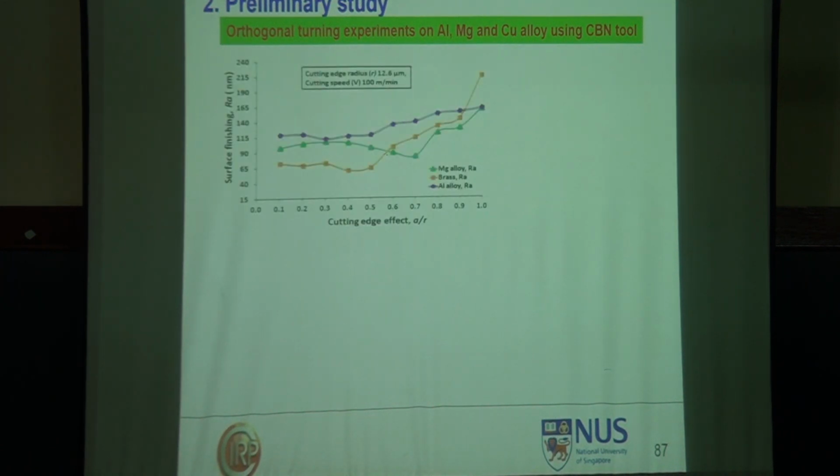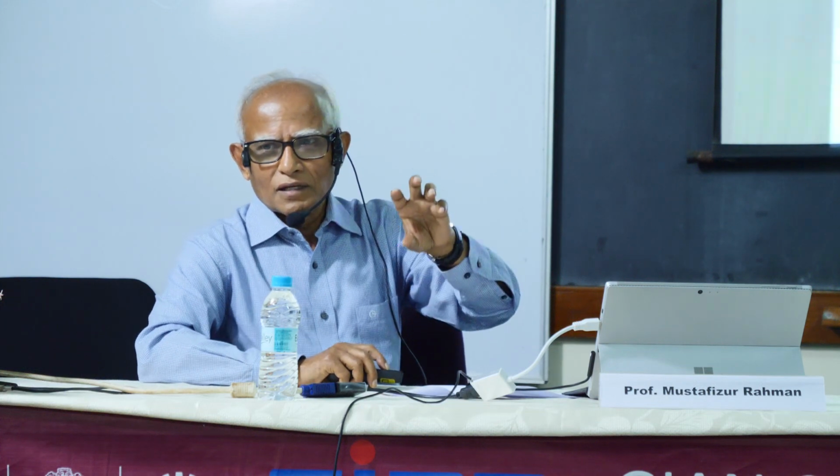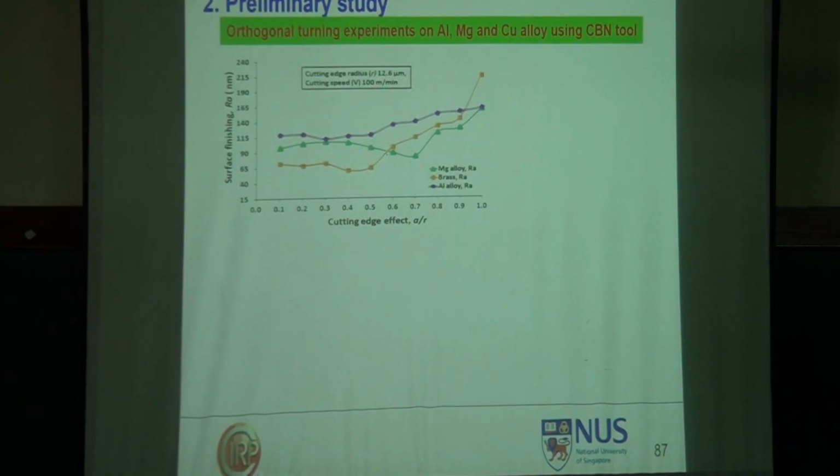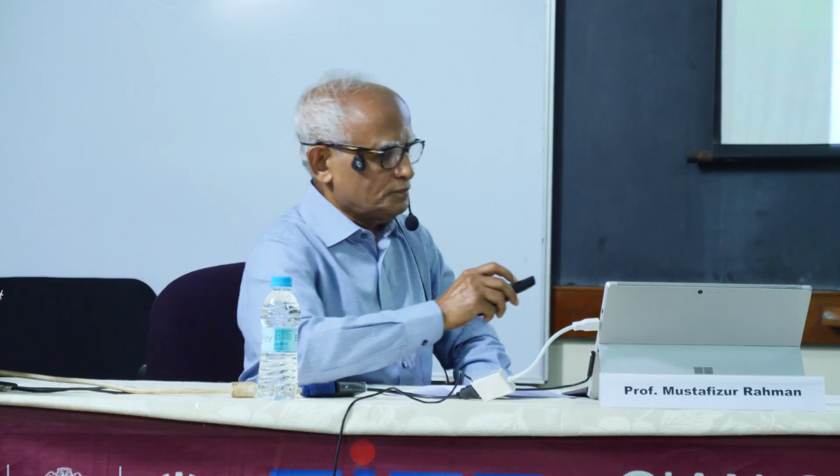So we started with a primary study. Rather than going for very hard material, we took soft materials: magnesium, brass, and aluminum alloy, to see how their grain size and hardness differ and how this affects the critical chip thickness in ductile mode machining. So whether it's the grain size or the hardness of the material, he brought in that factor.